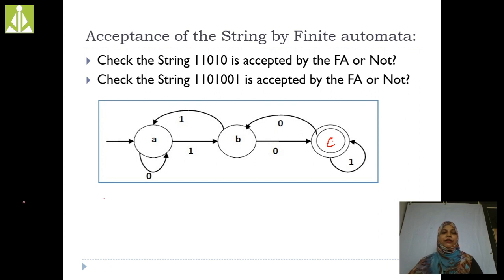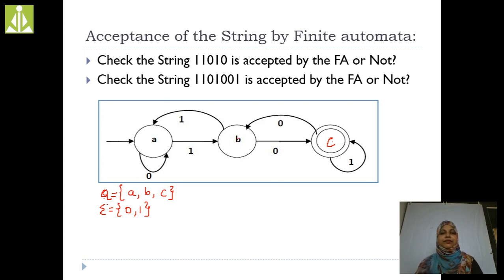While we are processing the string on the given finite automata, we have to start from the initial state. Here is the string now. Q equals A, B, C, the states. Now, what are the inputs? Sigma equals 0, 1. These are the inputs.